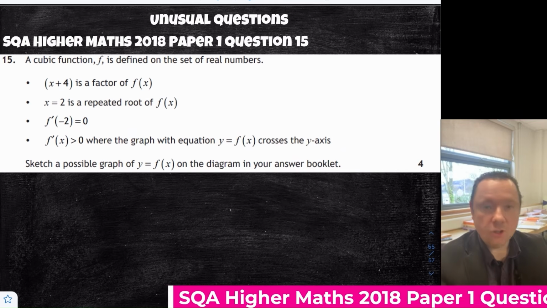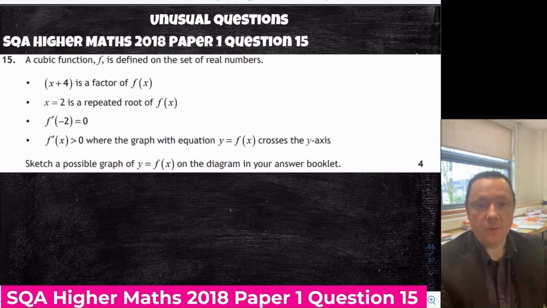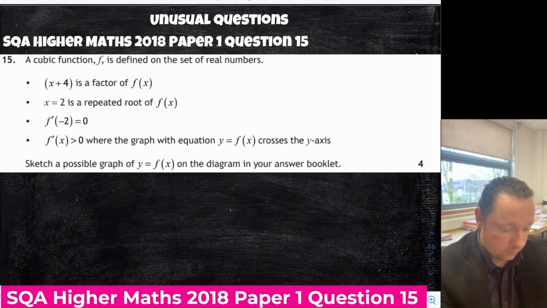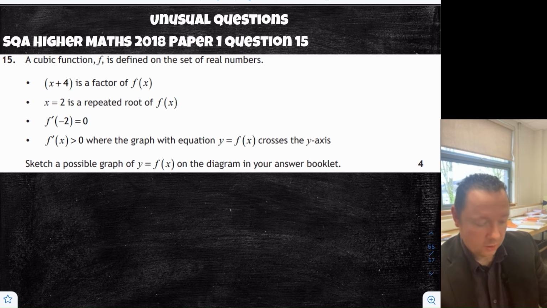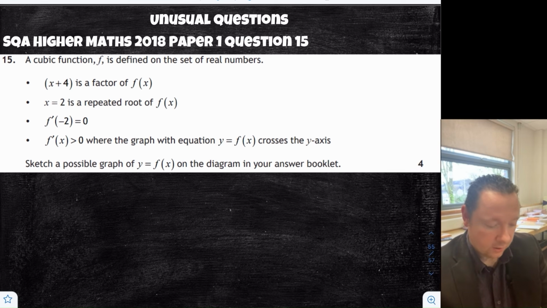And we're done there. Unusual question. SQA Higher Maths 2018, paper 1, question 15. A cubic function is defined on a set of real numbers. x plus 4 is a factor, x equals 2 is a root, f dash of minus 2 equals 0, and f dash x is greater than 0 when the graph crosses the y-axis.